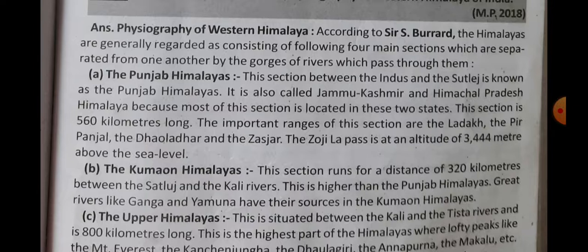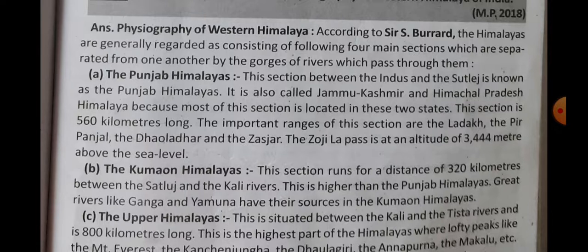So the answer is Physiography of Western Himalayas. According to Sir S. Barrett, the Himalayan area is generally regarded as consisting of the following four main sections, which are separated from one another by the gorge of a river which passes through them. Number 1, Punjab Himalayas.